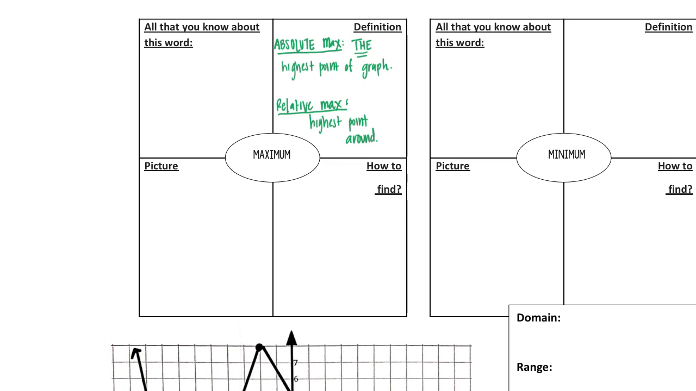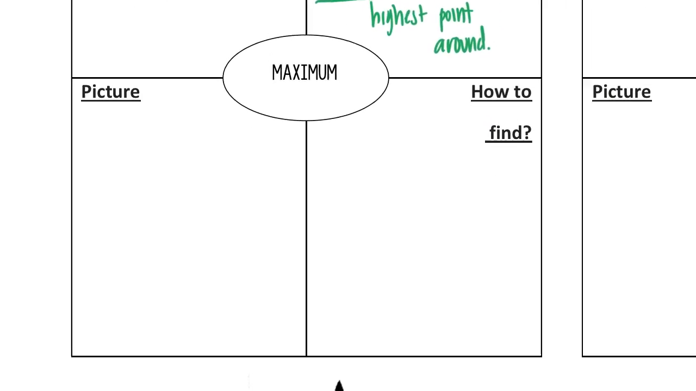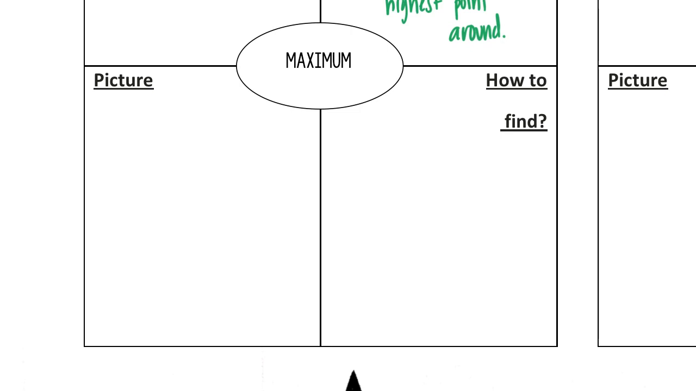So let's get a visual of this so you can see what I'm talking about. Let's draw a picture here. Go ahead and put your X and Y axis on there. And let's draw something that looks like this.